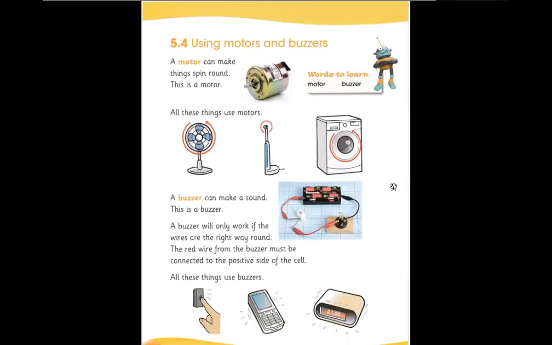The two things that we are going to learn in this lesson are motors and buzzers. So first we have discussed motors. What is a motor? It is a small machine that is used in electronic or electrical appliances. What it does, it makes things spin around. Anything that is spinning around, inside it is a motor. Examples are a fan, an electronic toothbrush, a washing machine. Why? Because it spins around. That is why we say it is a motor.